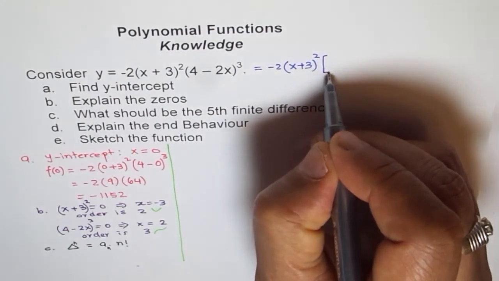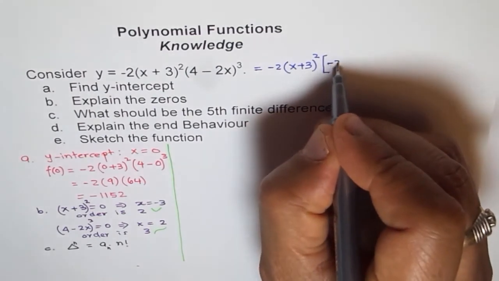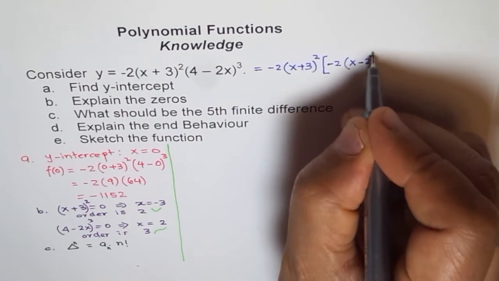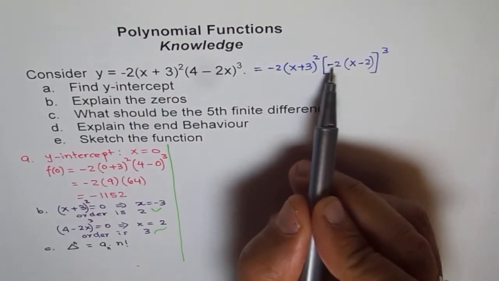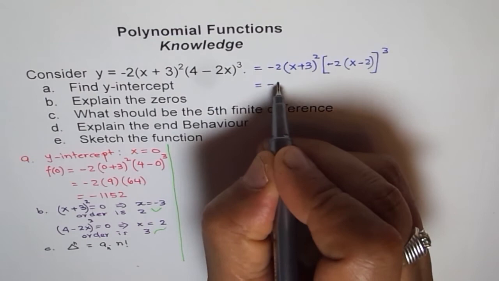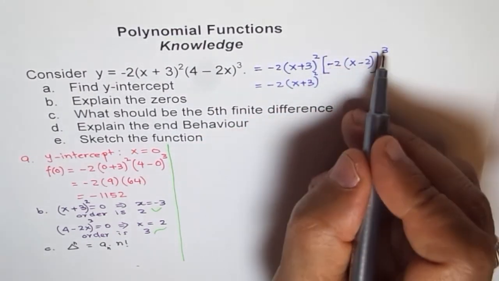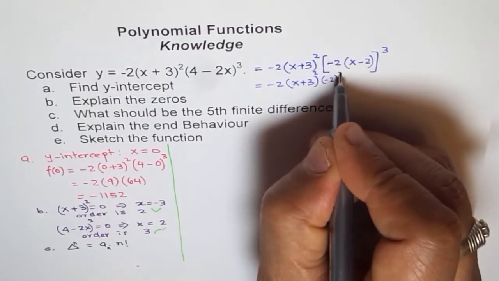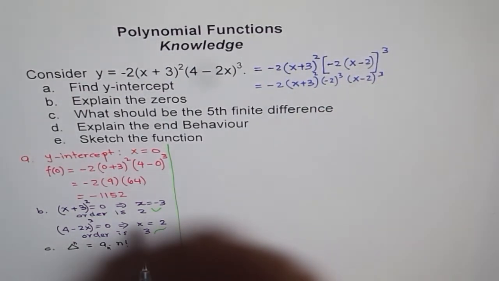I'll put a square bracket and I'll try to factor out minus 2 from here. So if I do that, I get minus 2 factored out, I get x minus 2 whole cube. Do you see that? The reason is I want to take out this 2, right? And then see, I'll show you what I'm trying to do. So we get x plus 3 whole square and minus 2 cube, and this could be written as minus 2 cube times x minus 2 cube. Is it okay? That is how it is.